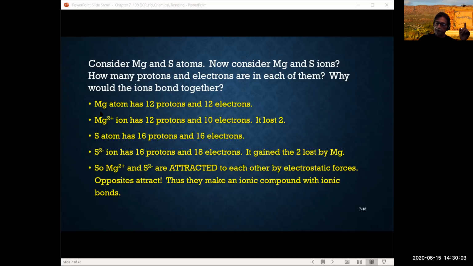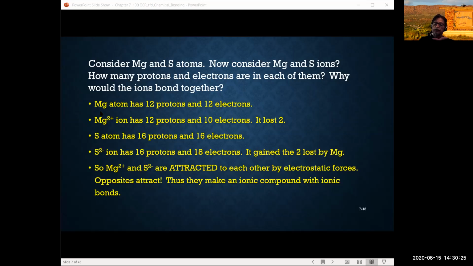Magnesium starts off with 12 protons and 12 electrons. Okay. It's in group 2. It will lose those 2 electrons. So now the magnesium ion has a +2 charge because it lost 2 electrons. So the net is a +2.